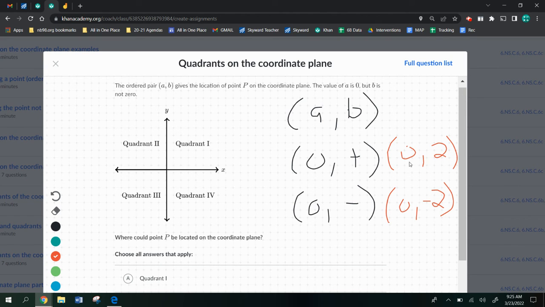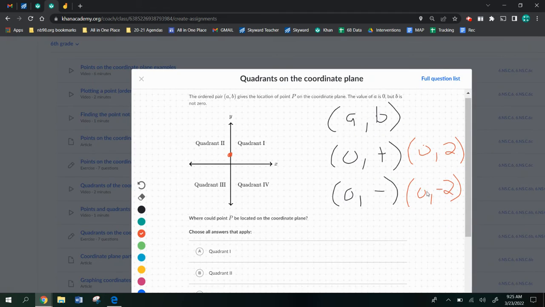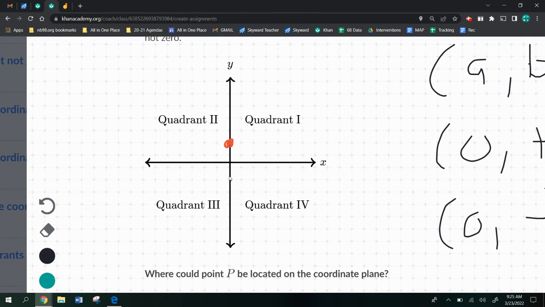So if I put these 2 points, 0, 2. So I'm not moving right or left because the first number is 0. But I'm going to go up 2. Right there. I'll draw it a little bit darker. Next point, 0, -2. So I'm not going to the right or left, but I am going down 2.